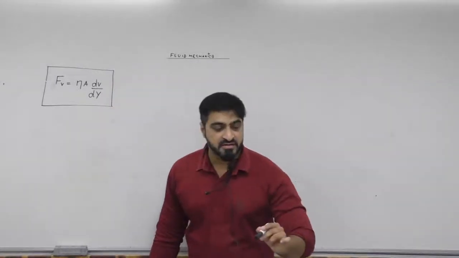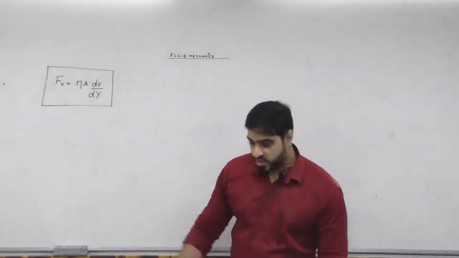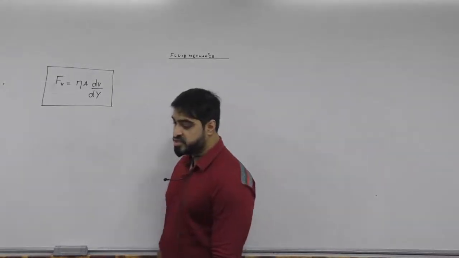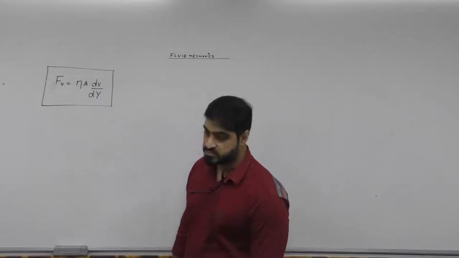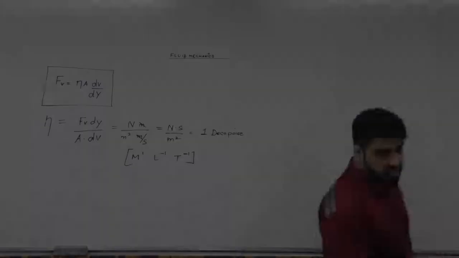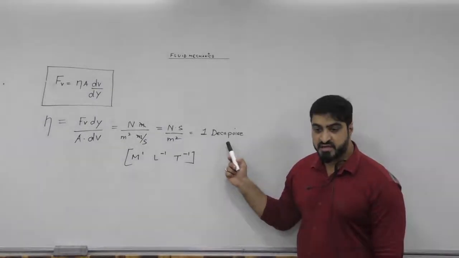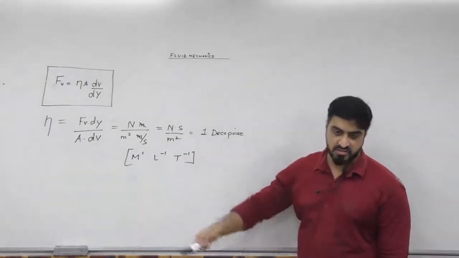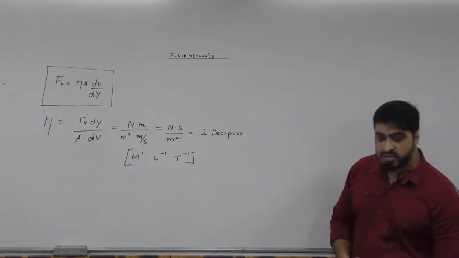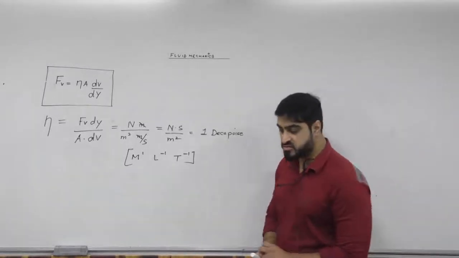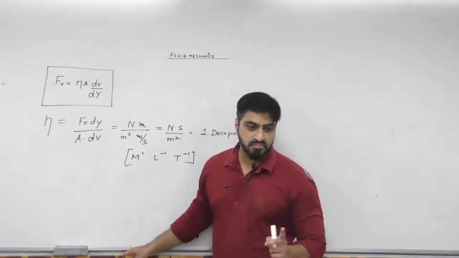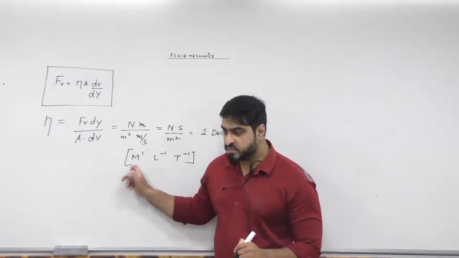Many times the question has come in NEET: prove the dimensions of eta. You people try to find the dimensions of eta. Come on, fast please. First find its unit, and from the unit, you derive the dimensions. We call this one decapoise. This is which unit? SI unit. Write it. CGS unit of this is poise. One SI is 10 CGS. One decapoise is 10 poise. Because sometimes the calculation will come in terms of CGS, sometimes in SI. Are you understanding? This is the first thing.